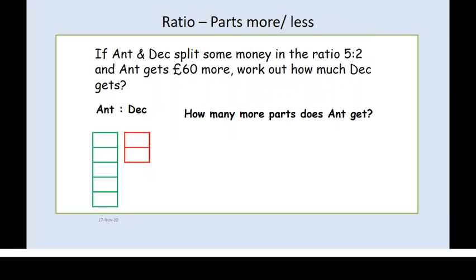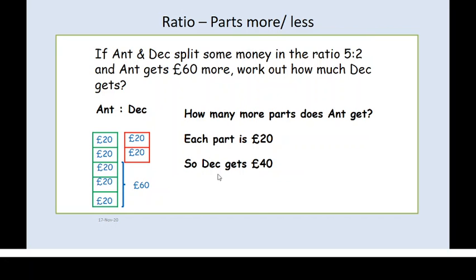So that extra 3 parts must be equivalent to the £60. The 3 parts there equal £60. If 3 parts is £60, then each part must be £20, because we can just divide through by 3. Then we can put the £20 back in. Ant would get 5 lots of £20, so he gets £100, and Dec gets 2 lots of £20, so he gets £40. So the actual answer to the question was that Dec gets £40.